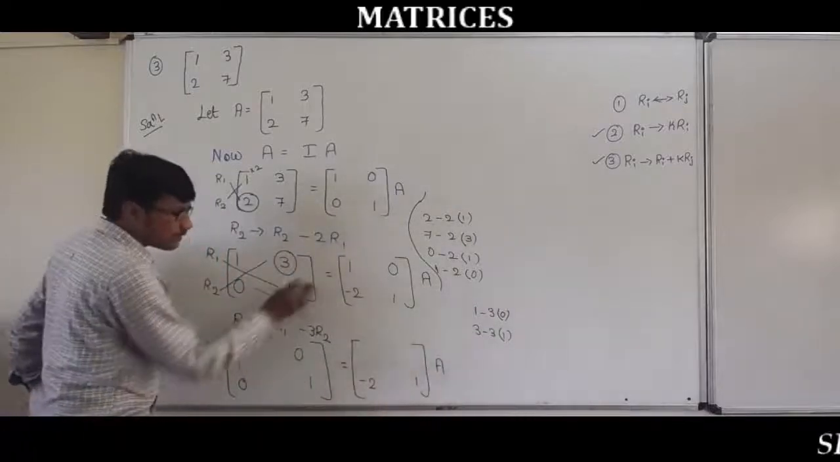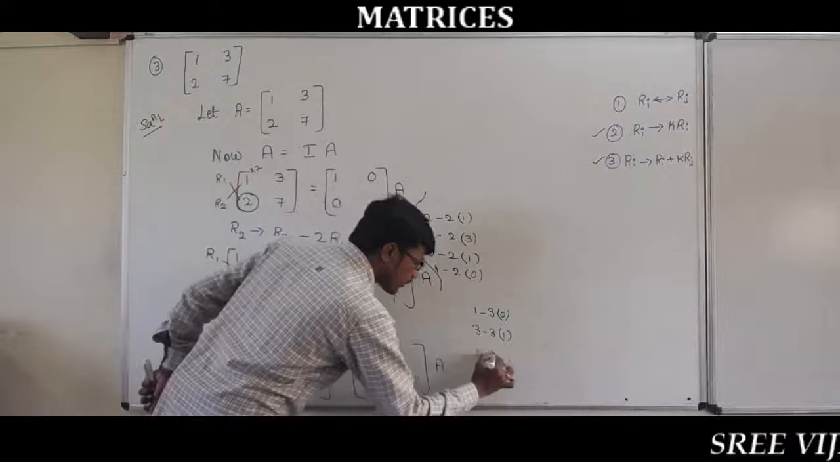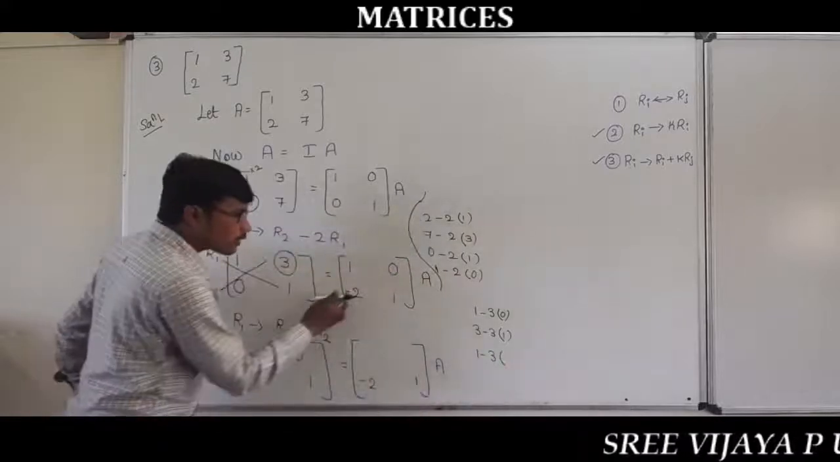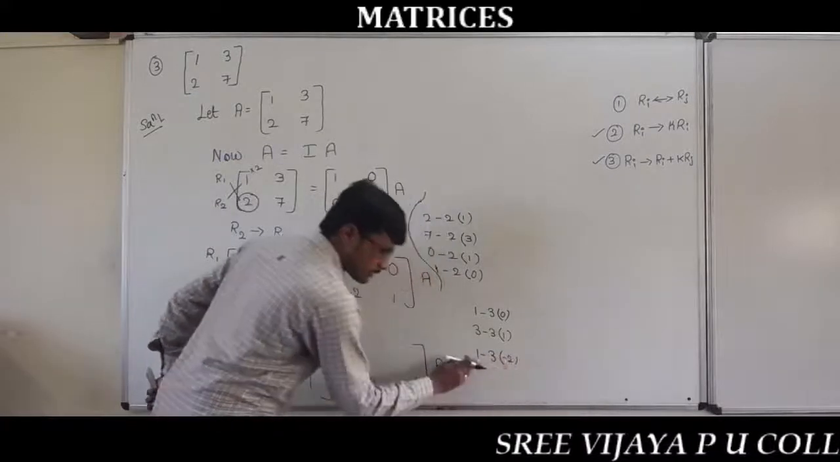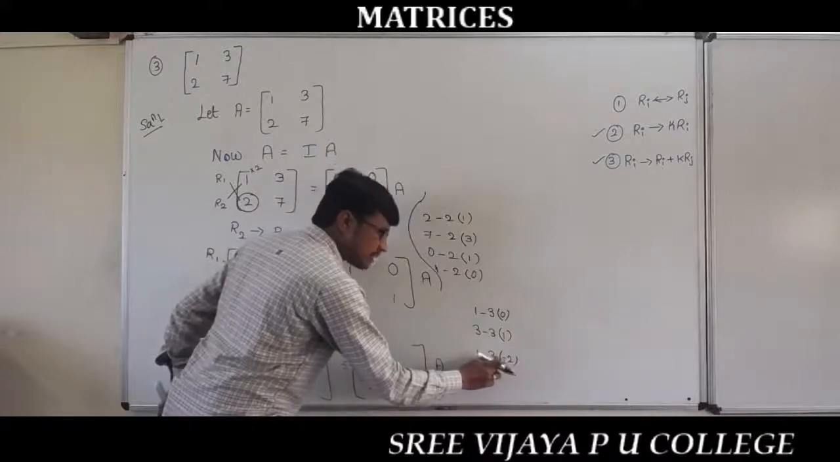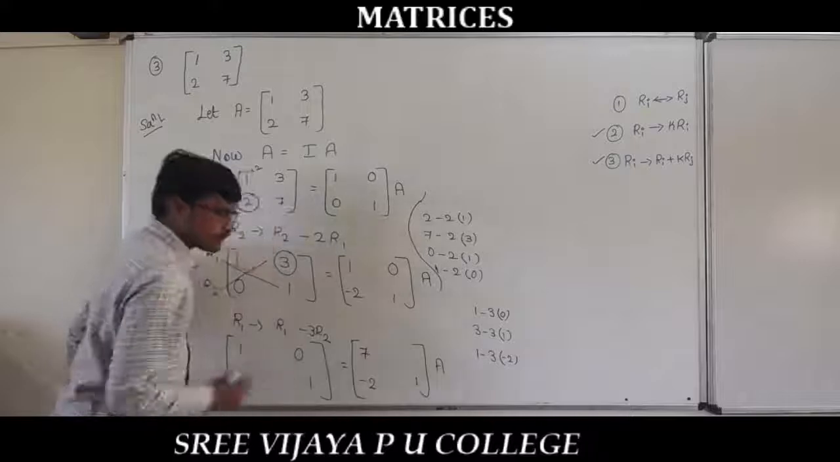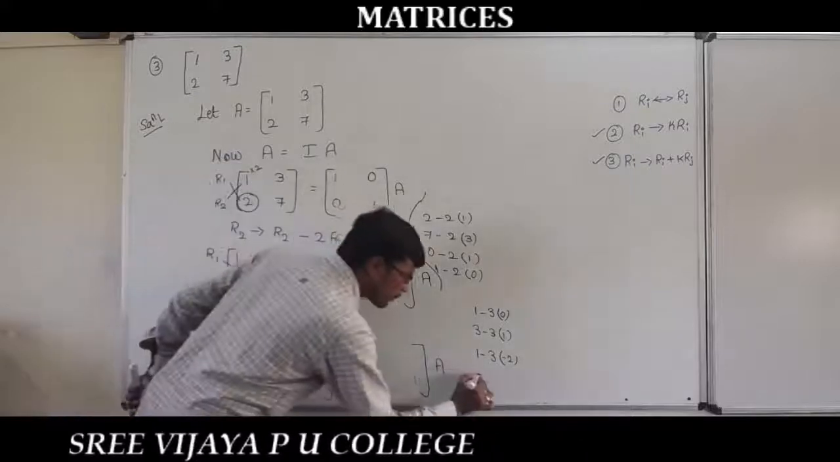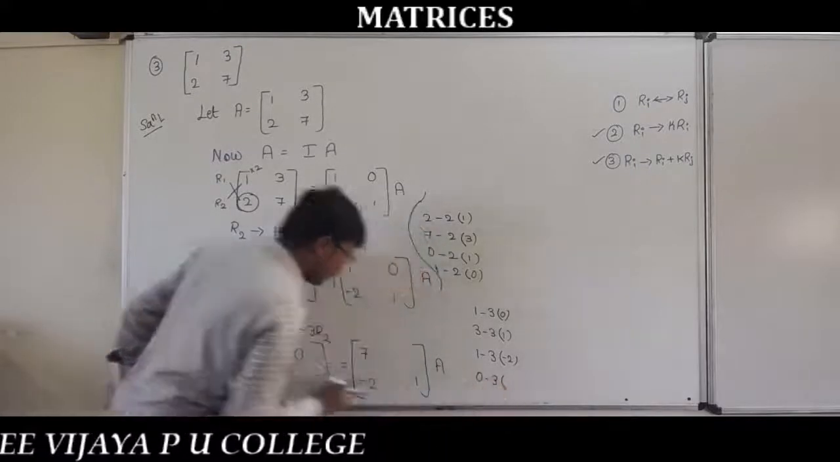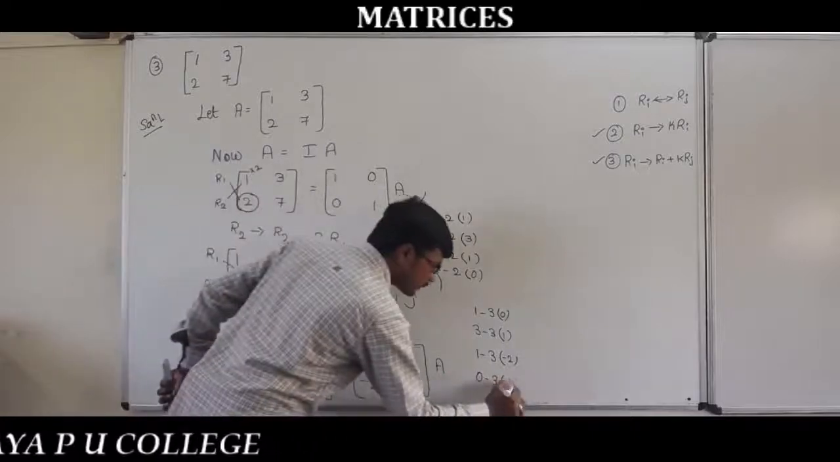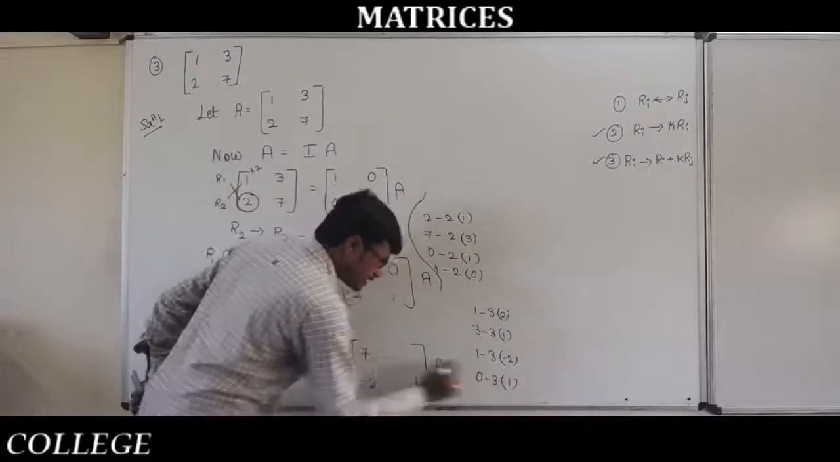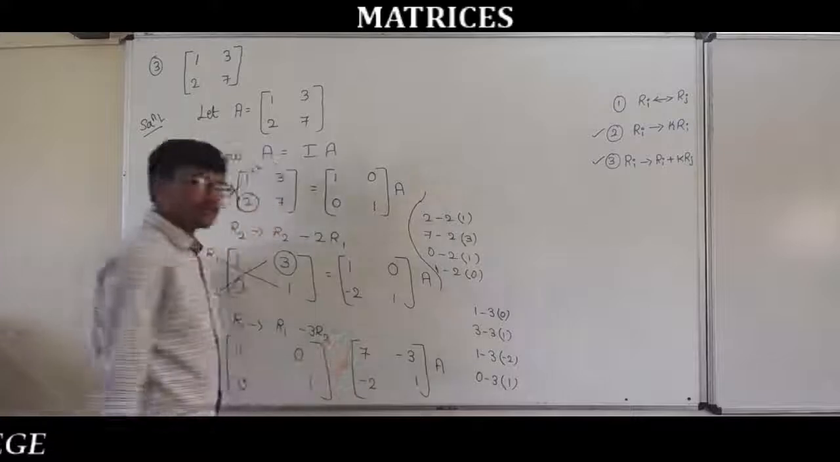Next, R1 is 1 minus 3 into R2 is minus 2. So 1 minus 3 into minus 2, that is plus 6. So 1 plus 6 is 7. Next, R1 is 0 minus 3 into R2 is 1. So 0 minus 3 into 1 is minus 3.